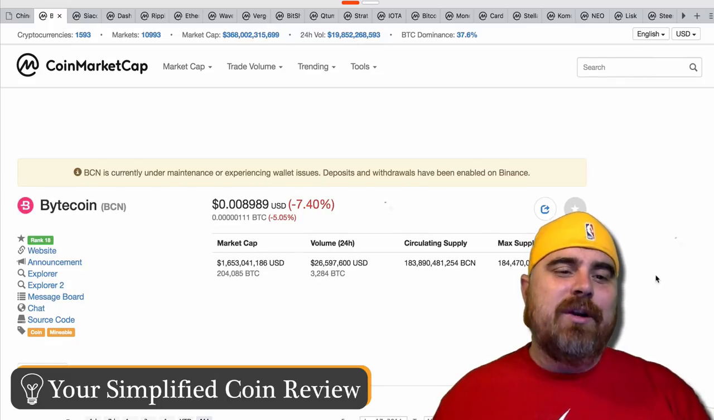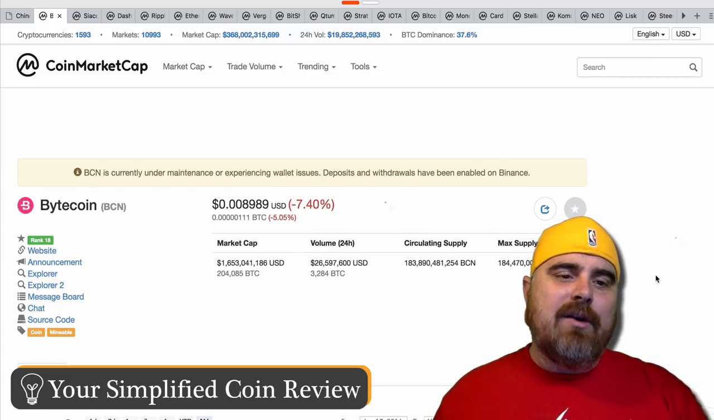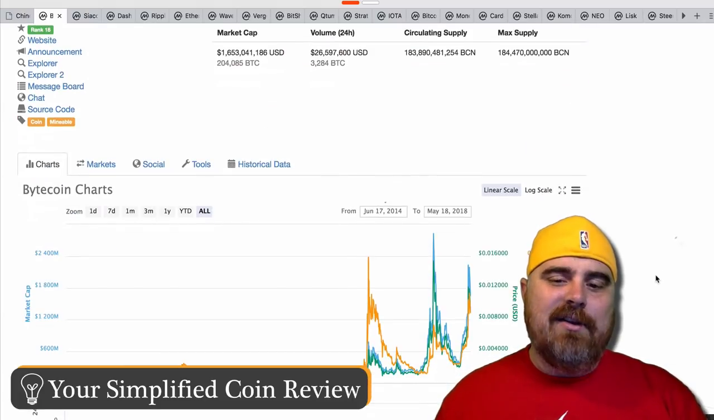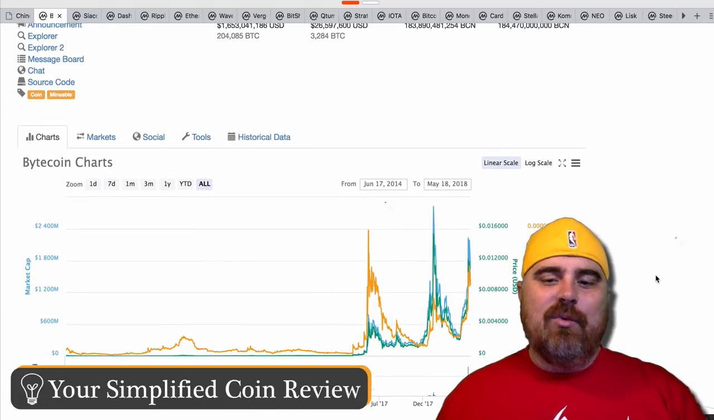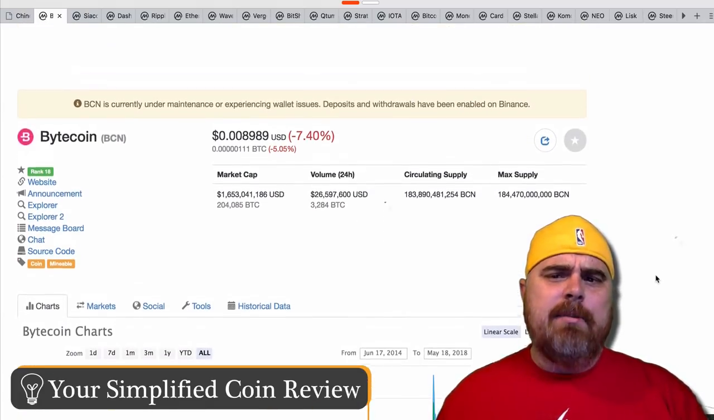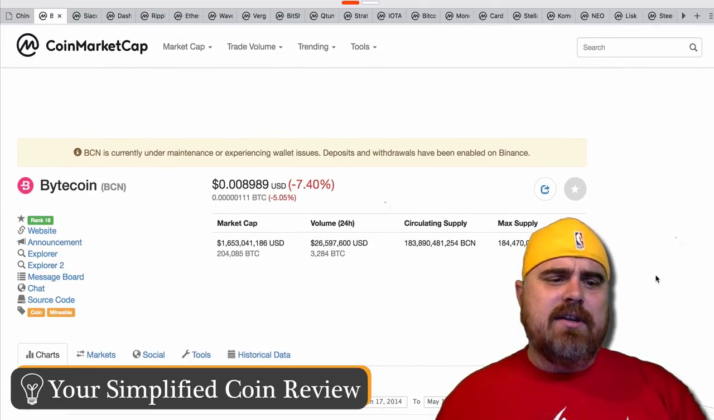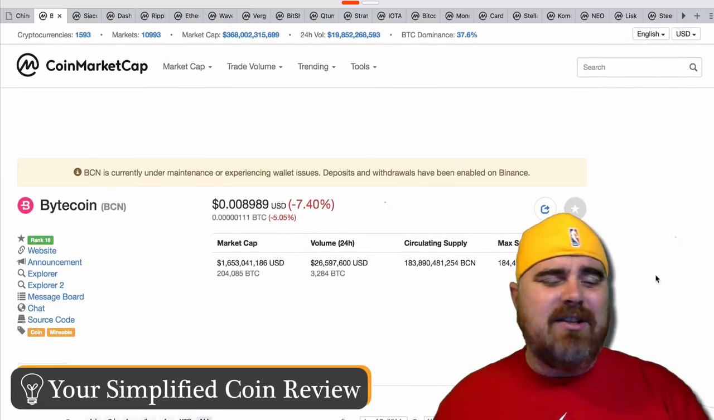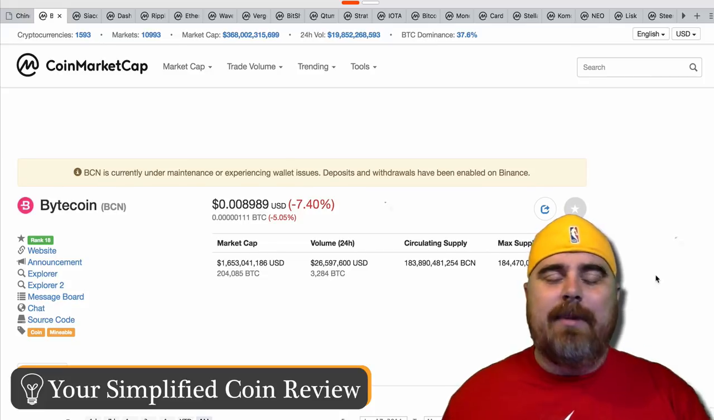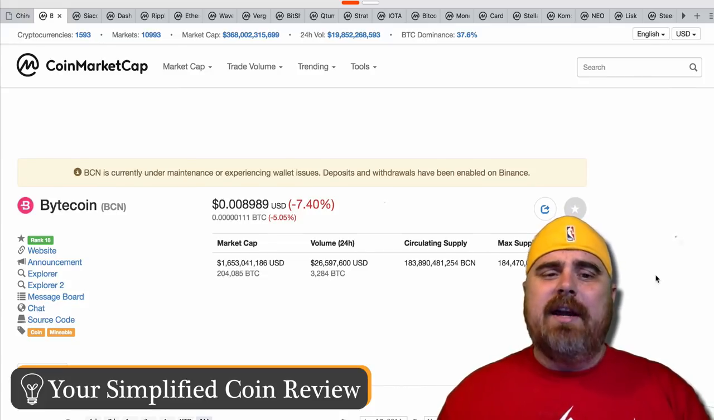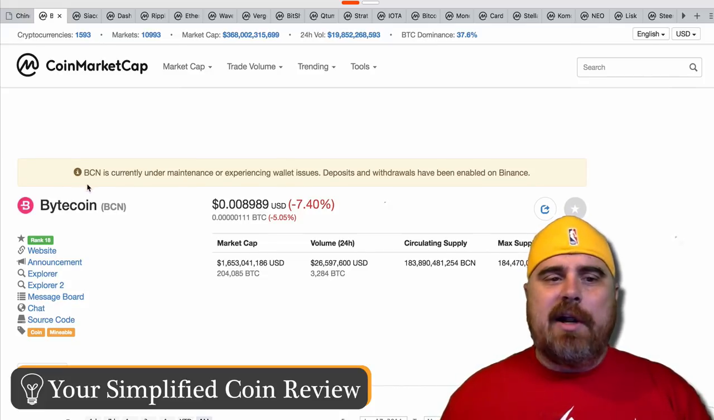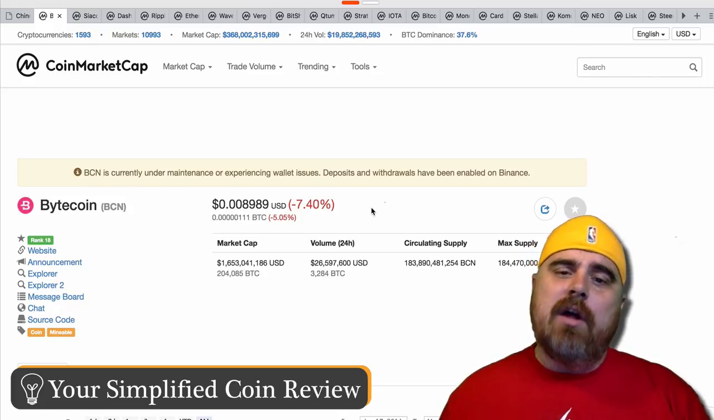Next, coming in at number 20, we have Bitcoin. So Bitcoin has had quite the week here recently. A lot of people are buying into it. As you can see, it's ranked number 18 on CoinMarketCap. I feel like I can't trust any numbers I see with Bitcoin because they change so drastically every day. As you can see here on CoinMarketCap, it says it's currently under maintenance or experiencing wallet issues.